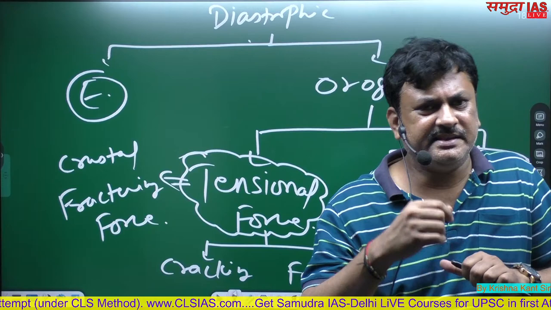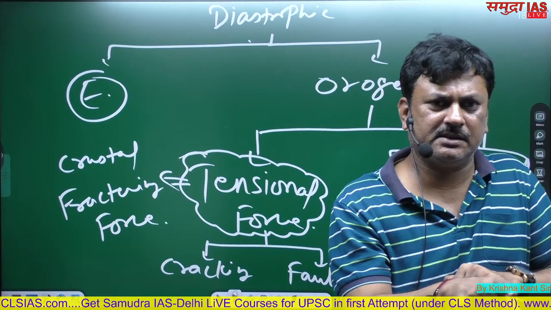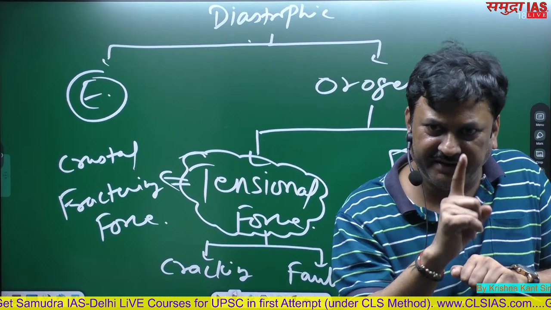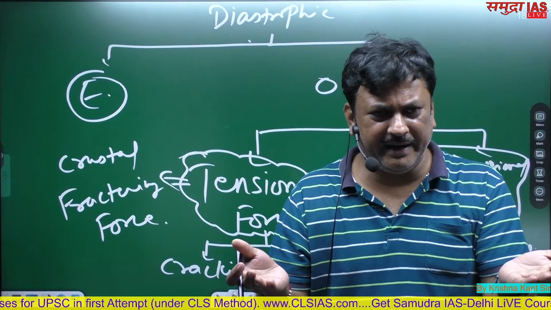Epeirogenic force is the continental building force. It is always responsible for vertical movement. Orogenic force is the mountain building force. And its effect is what? It is responsible for horizontal movement.